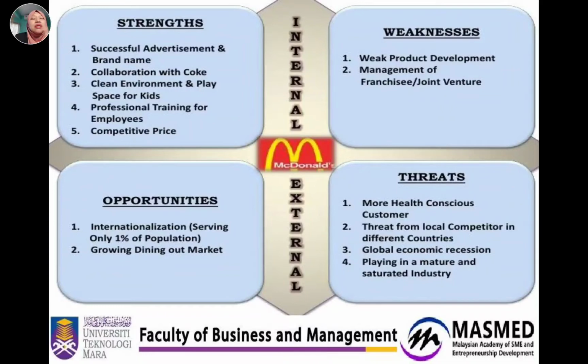Threats. Okay, threats is more health conscious customers. When there are more health conscious customers, they are banning McDonald's. They don't like to go to McDonald's because it doesn't have nutrition. And trade from local competitors, there's a lot of competitors. For example, KFC, we have Burger King, and so on. Global economic recessions, playing in a mature and saturated industry. So a lot of competition and the market is saturated. This is the SWOT analysis for McDonald's.